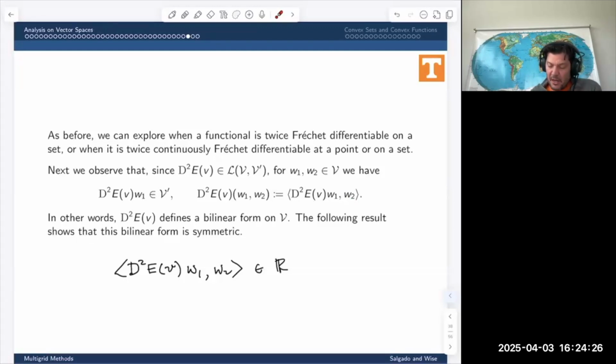Well, that means that this object here defines what's called a bilinear form. It's linear in both this point w1 and w2. Well, that says essentially that all second derivatives have this property, that essentially they're just bilinear operators. In fact, it's not just that they're bilinear operators, they're also what we call bounded bilinear operators. So sometimes we have a notation for that which looks something like this.